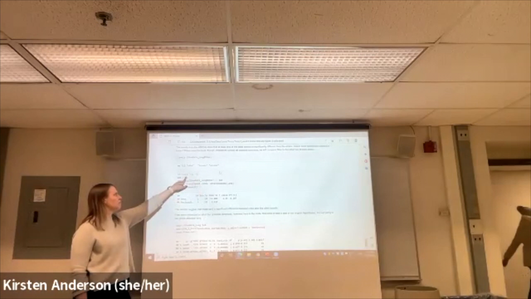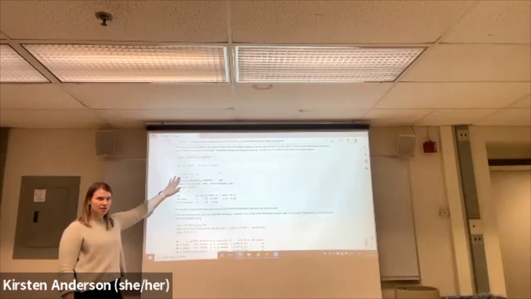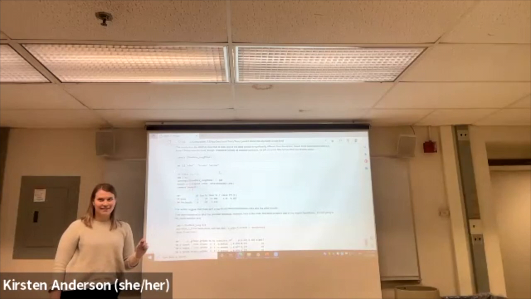The actual number you put in here, it doesn't matter. It just needs to equal zero. That makes sense? I guess so. Yeah, I was just curious. In other homeworks, I think a lot of us were confused trying to get those numbers.